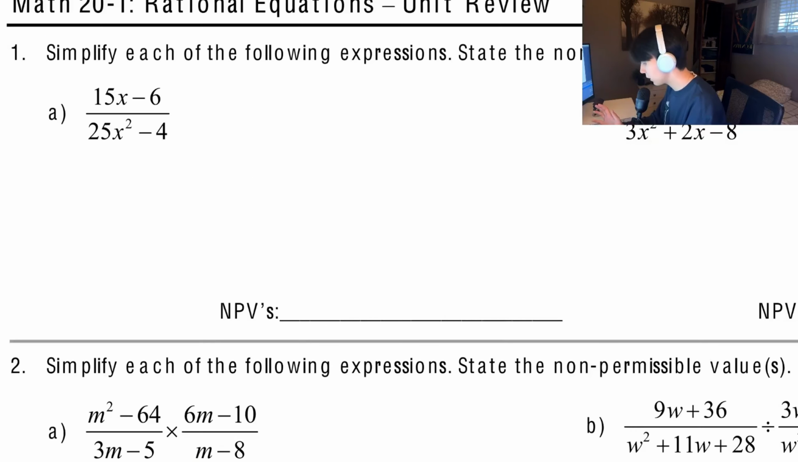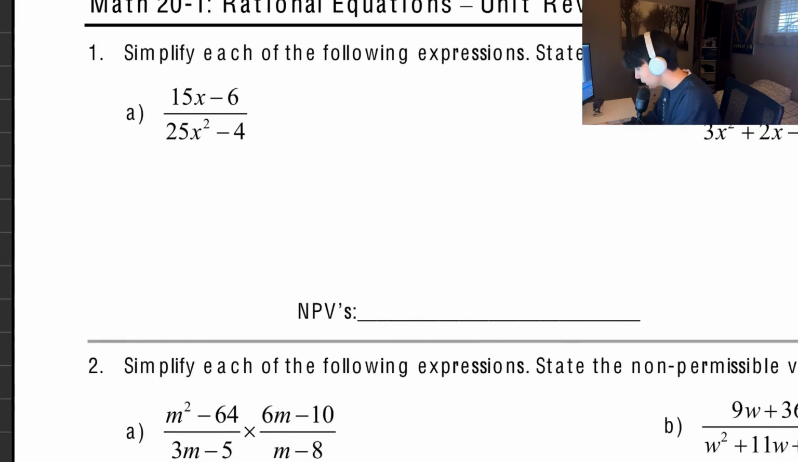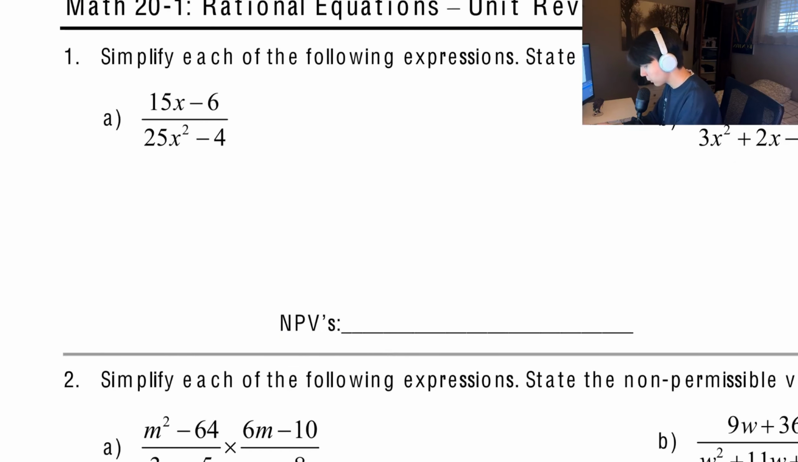Alrighty, starting with question 1, we're asked to simplify each of the following expressions and state the non-permissible values. So to begin with, I'm going to factor the denominator and the numerator, and then we are going to simplify. So we have to find a common factor in our numerator. We have 15x and we have negative 6. We can factor out a 3. So 15 divided by 3 gives us 5, and 6 divided by 3 gives us 2.